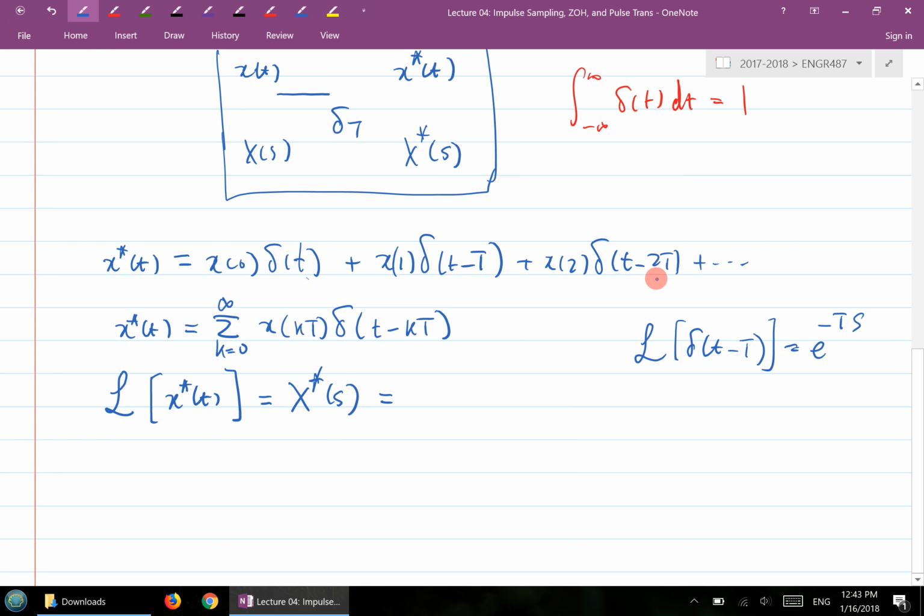This is delayed by 2T, then that's e to the power of negative 2Ts. Okay? So we use that property here.